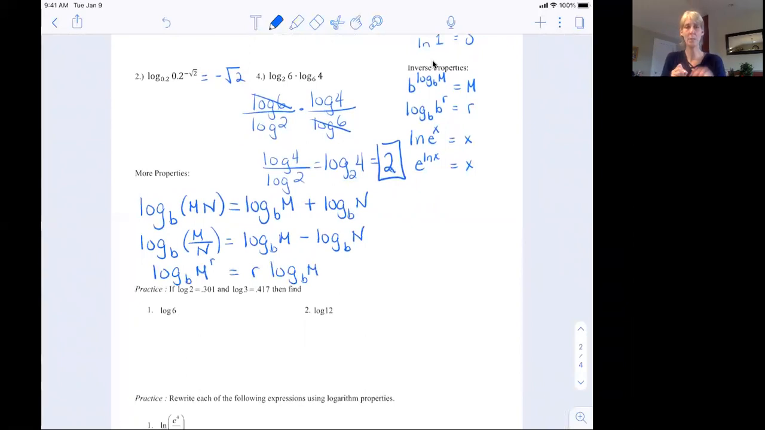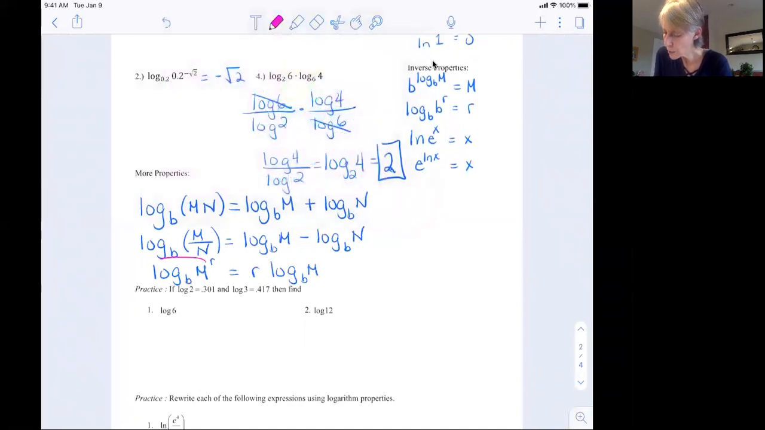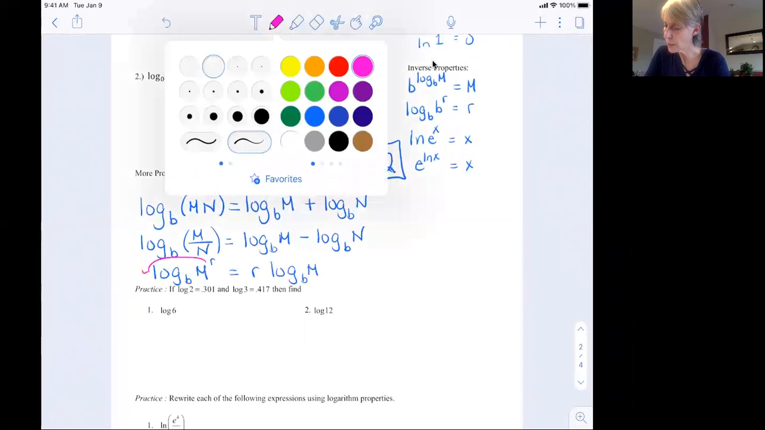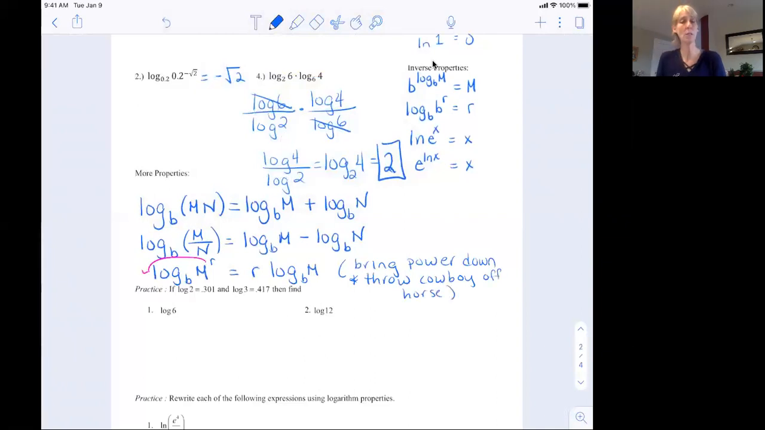Now, anybody that had Mrs. Stevens as a teacher last year, she calls that throw the cowboy off the horse, right? But we just kind of bring that power down in front. Or throw cowboy off the horse. I've still yet to understand what that means, but in my experience, students that have had her seem to remember that.